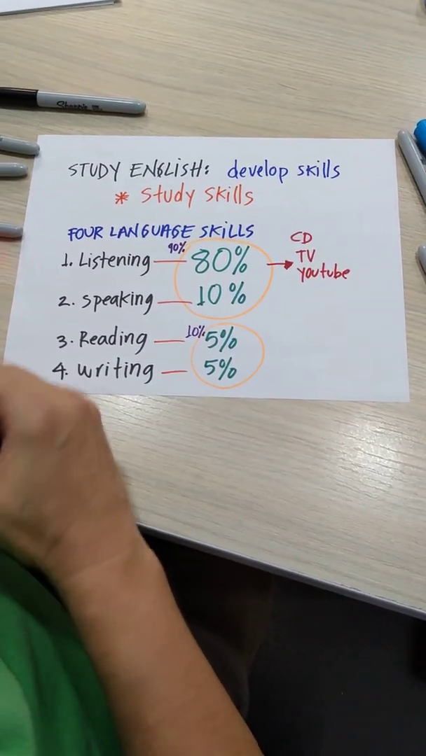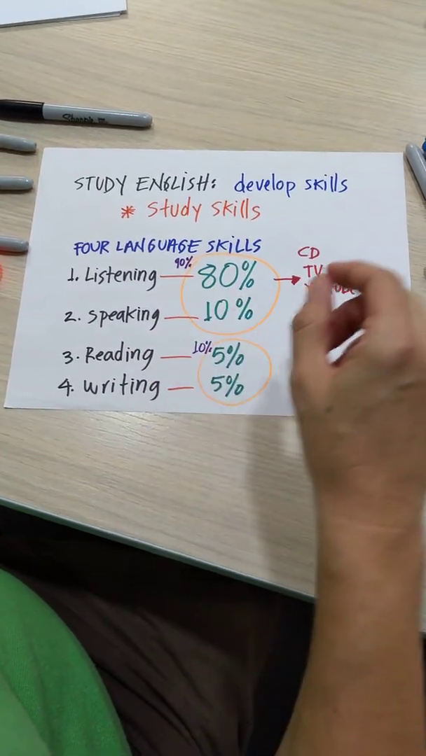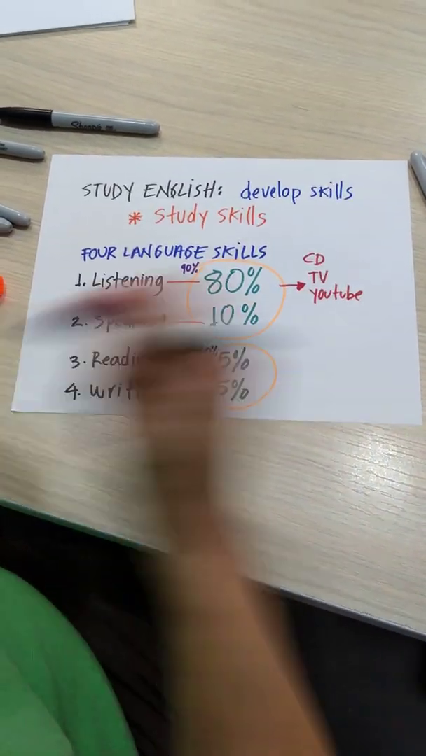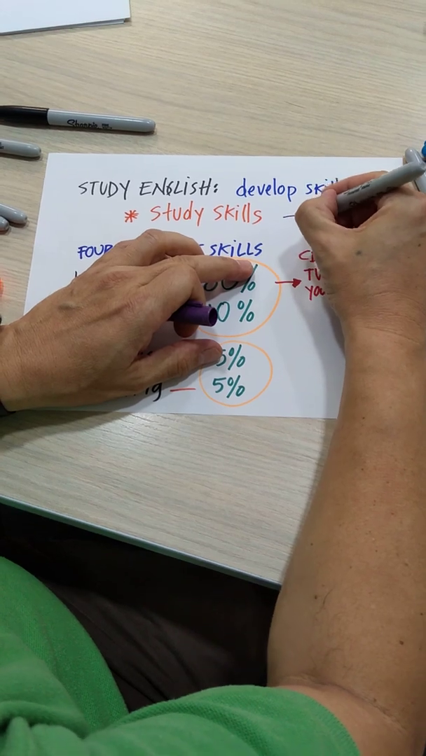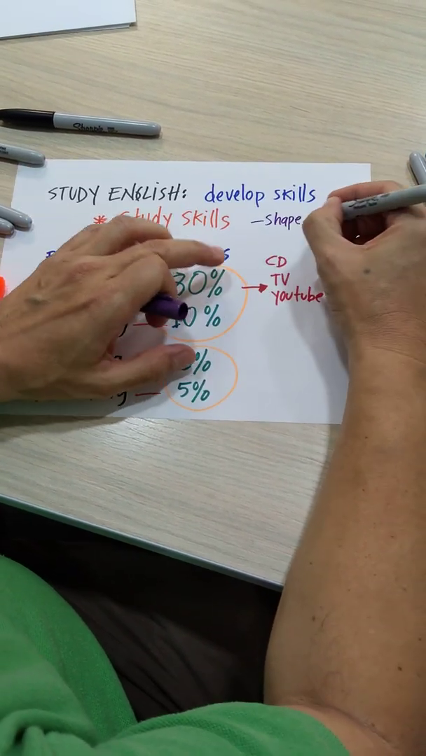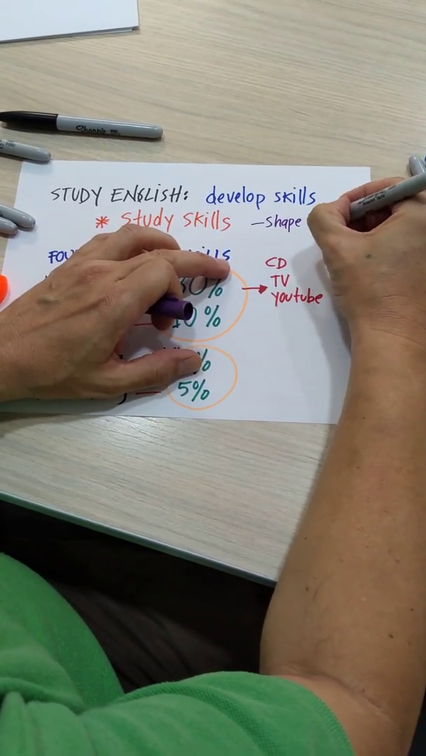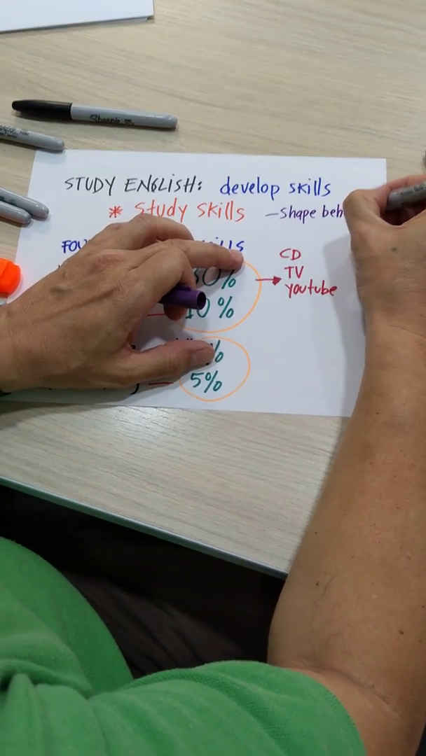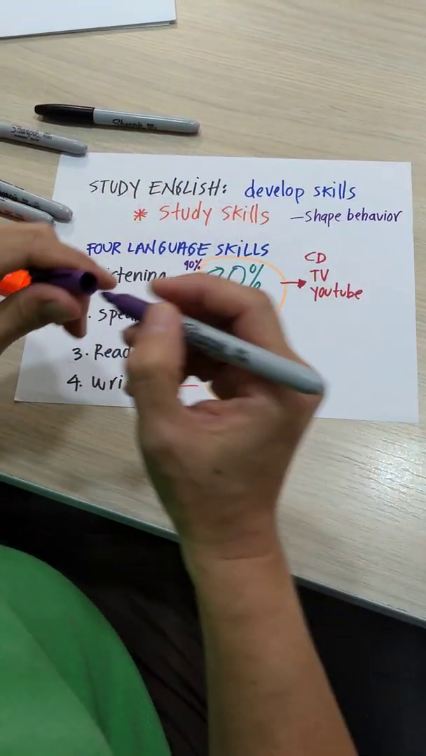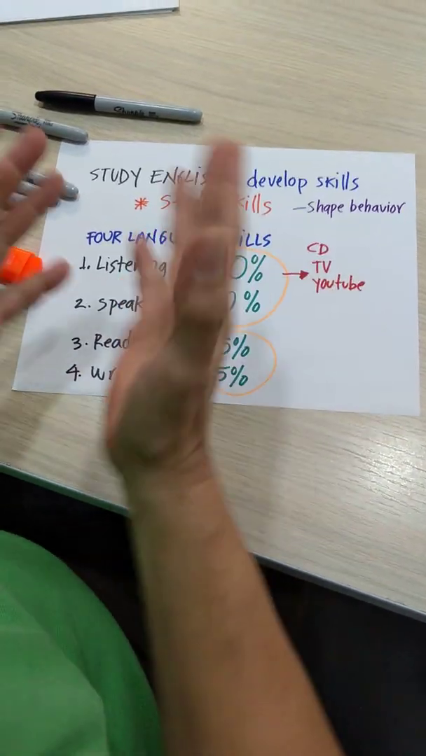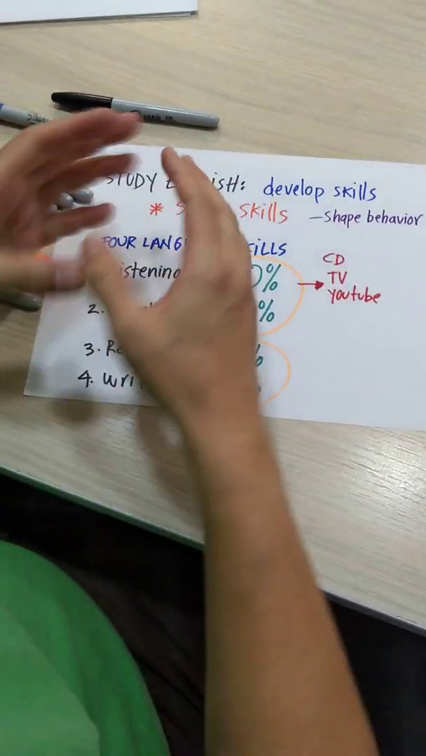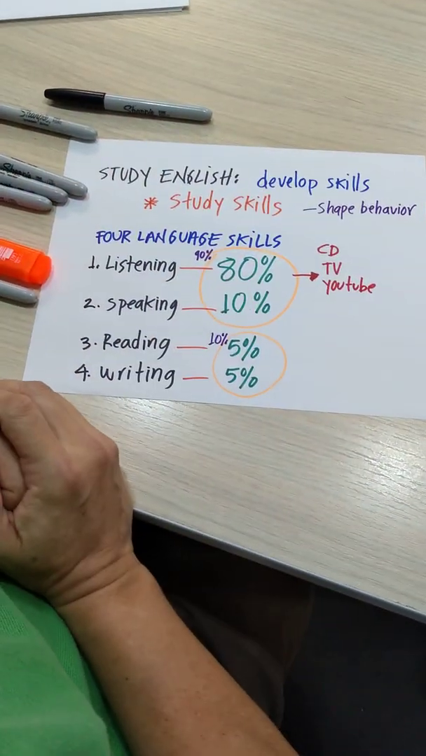So some students need to shape behavior, right? Shape behavior. I learned this from Judy in the mural course that I took with her. Shape behavior of the students. So the students have to develop some skills in order to later develop the language skills.